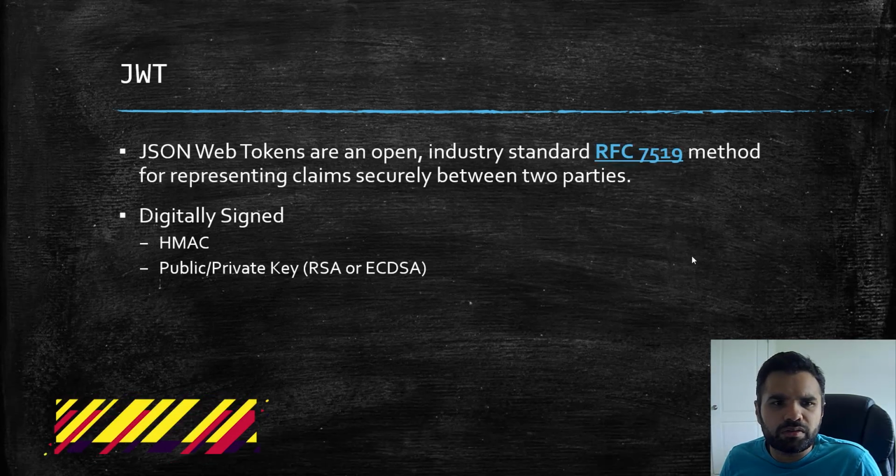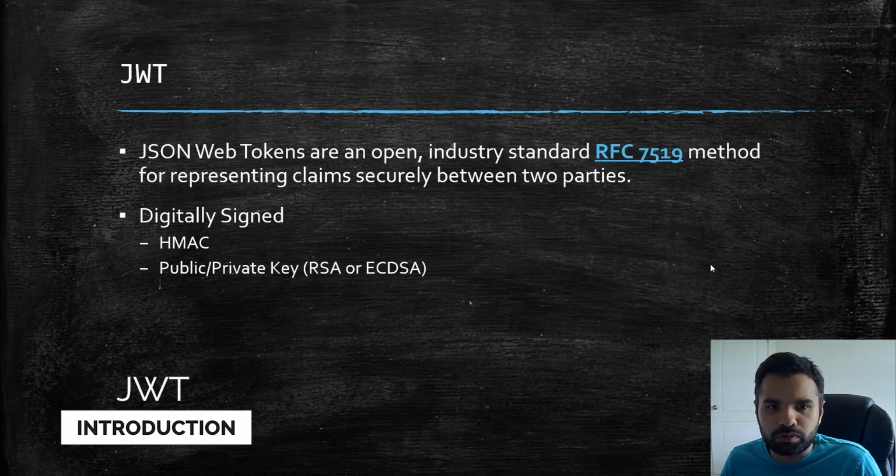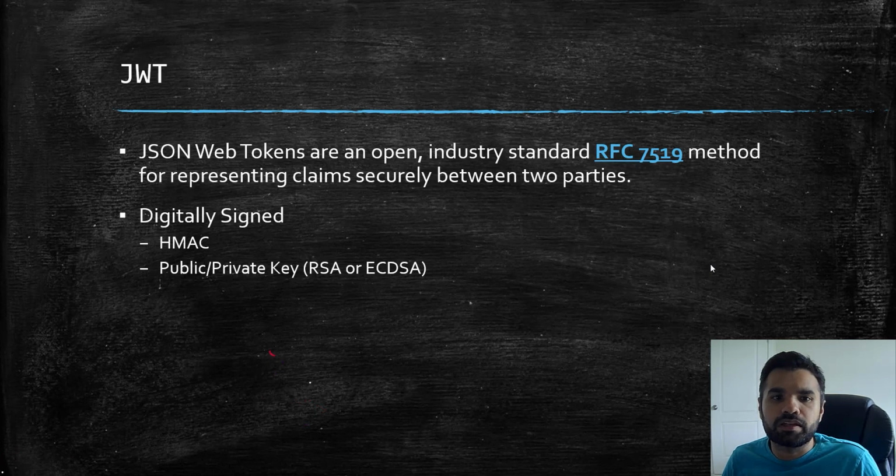So first off, the introduction. JWT, JSON Web Tokens, are an open industry standard, RFC 7519, method for representing claims securely between two parties. So essentially what it's trying to say is JWT is typically used for authentication, or claiming that the party, authenticating the entity who is requesting to access some resources. Now, JWTs are usually digitally signed, so it uses the HMAC, and it can also be encrypted using RSA or ECDSA, such as public key, private key encryption algorithms.